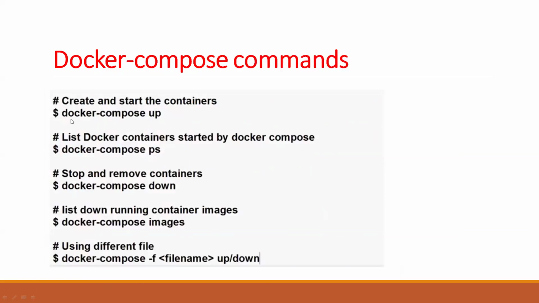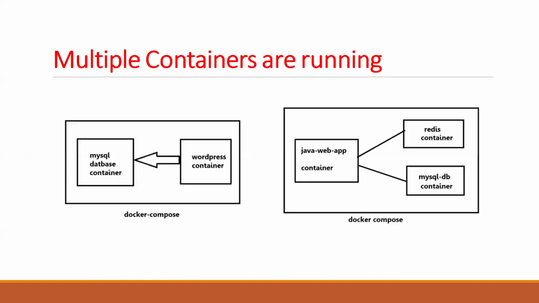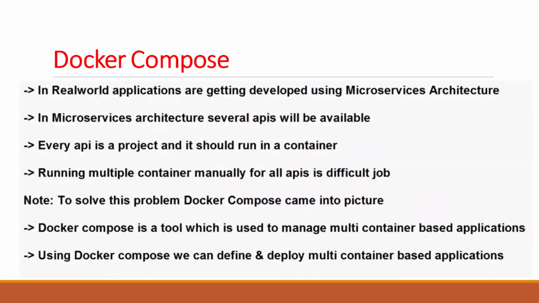The commands are docker-compose up, docker-compose ps, docker-compose down, docker-compose images, and docker-compose with the -f file option for up and down. For Docker Compose setup, to download Docker Compose you can use sudo and give the permissions. And how to check whether Docker Compose is installed or not? docker-compose --version. You can set it up and try it.